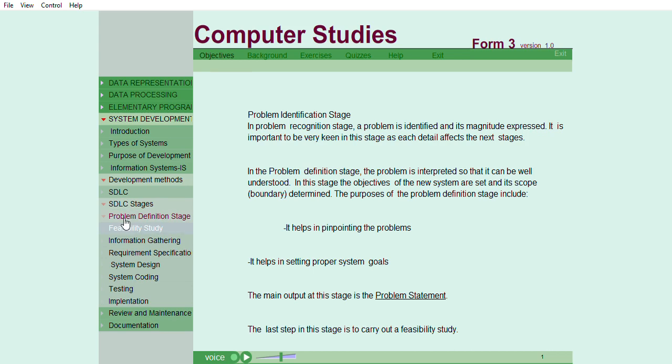Problem recognition and definition. In the problem recognition stage, a problem is identified and its magnitude expressed. It is important to be very keen in this stage as each detail affects the next stages.